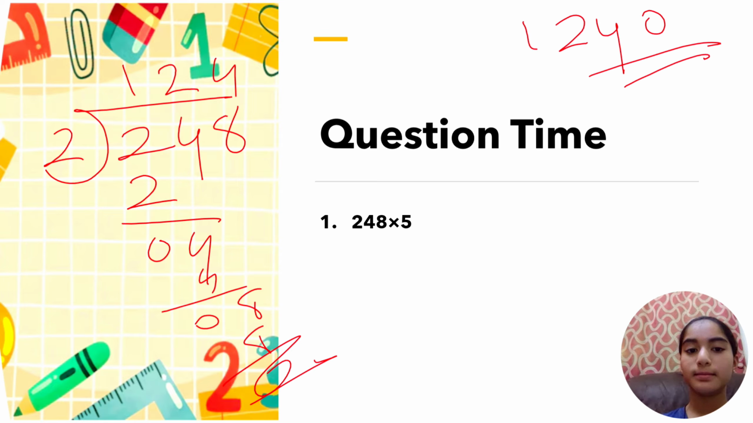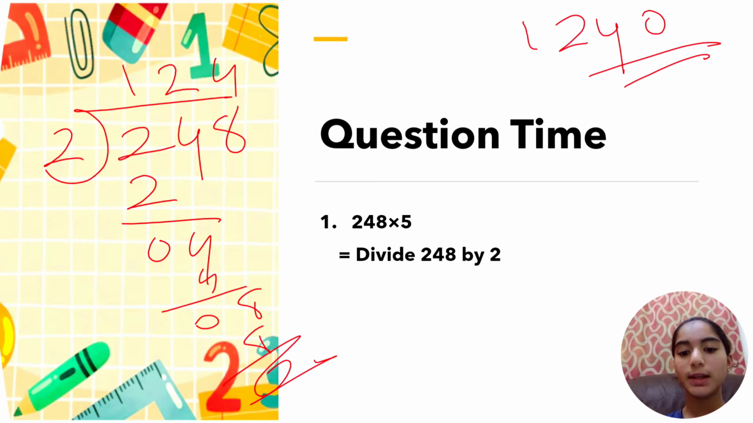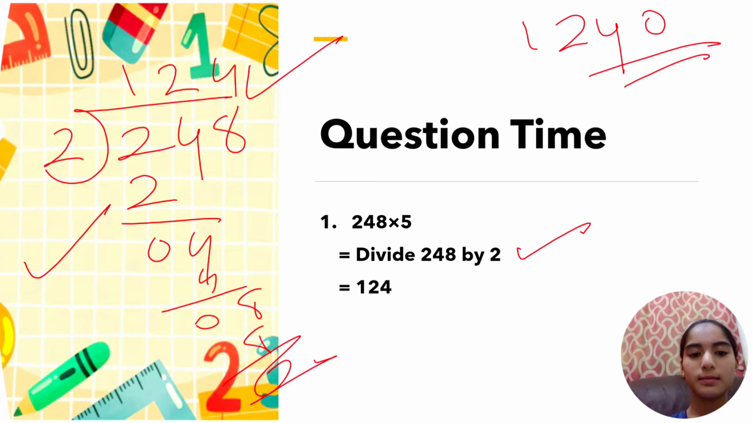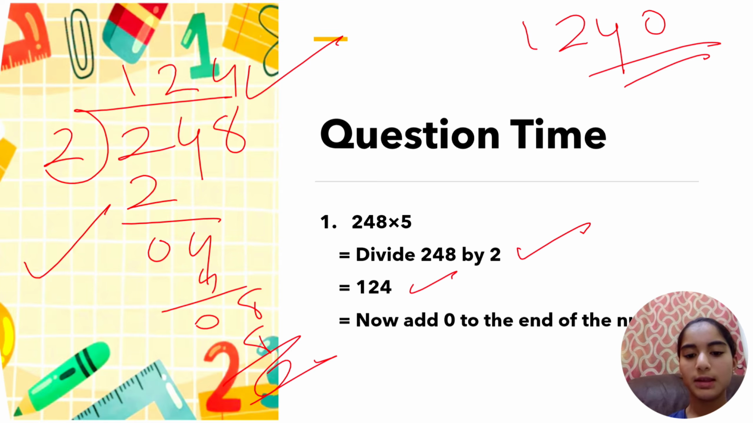1240. Let us check. Divide 248 by 2. We've done the step here. 124. Now add 0 to the end of the number. 1240 is the answer. We've nailed it.